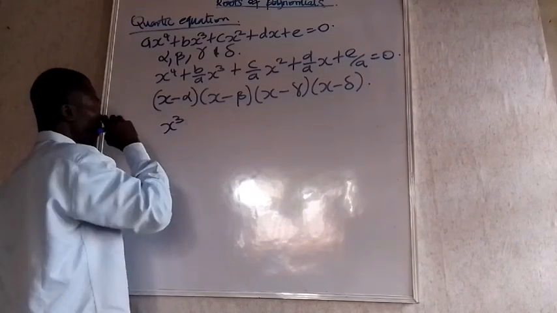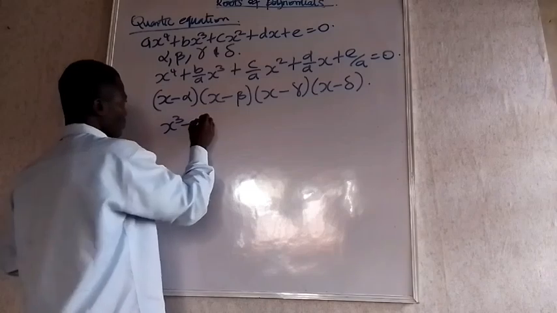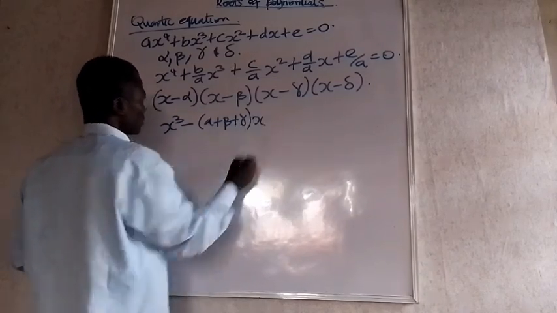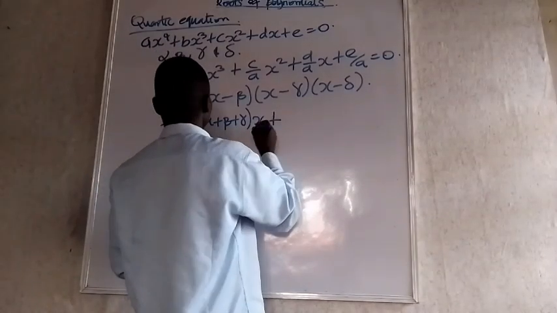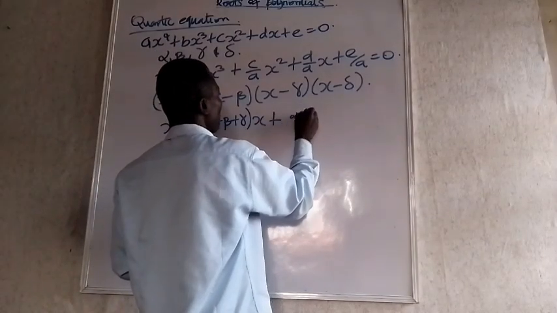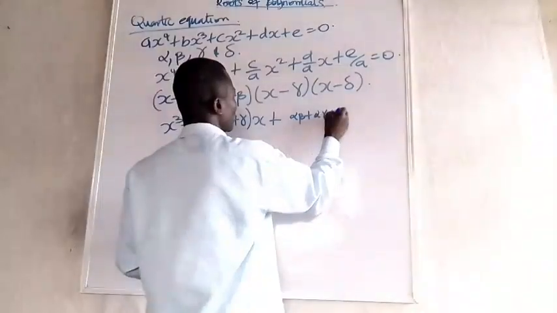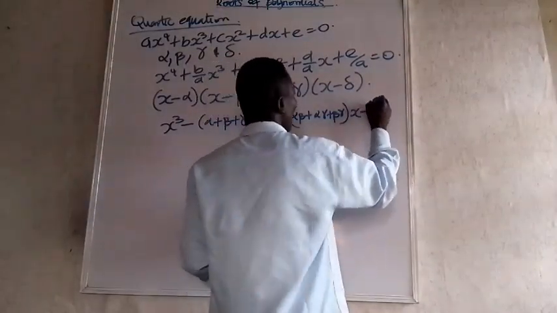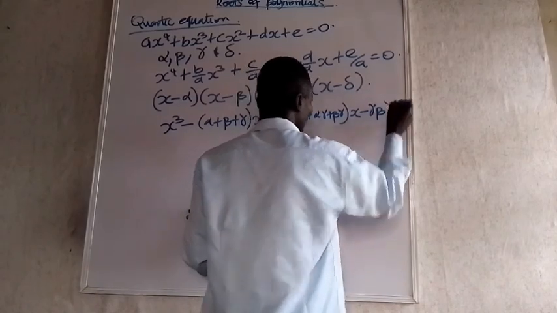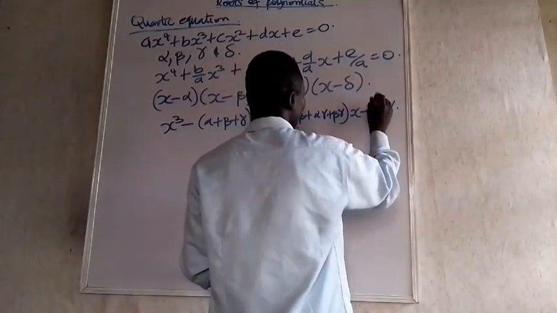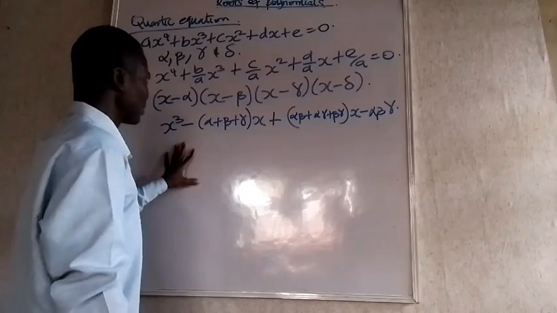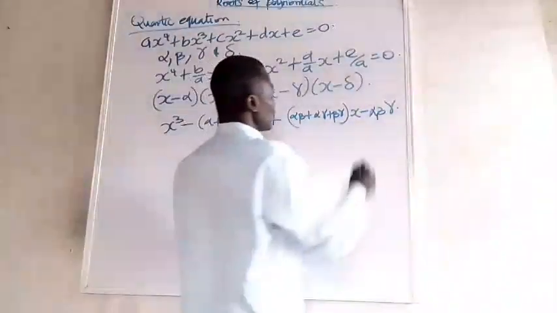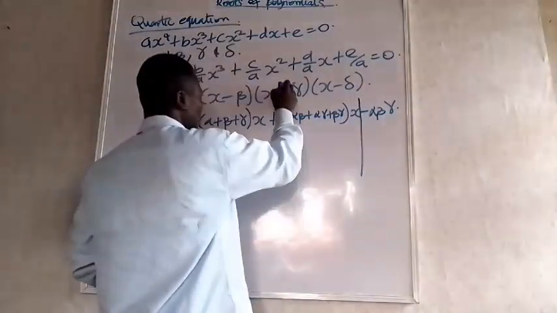raised to the power 3 minus alpha plus beta plus gamma x squared plus alpha beta plus alpha gamma plus beta gamma x minus alpha beta gamma. We now multiply this by x minus delta. It will now give us the necessary equation we need.